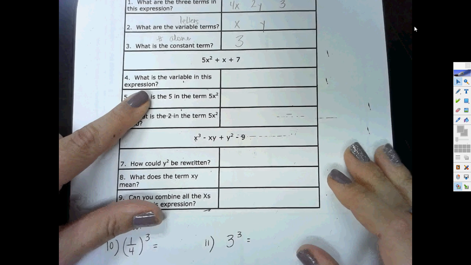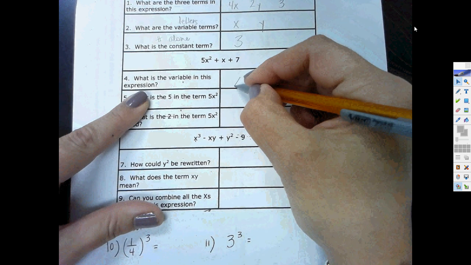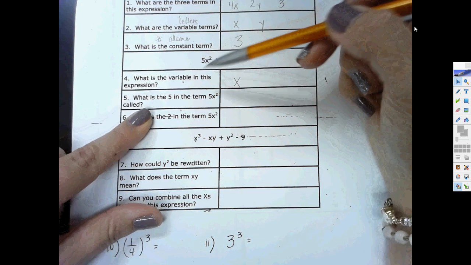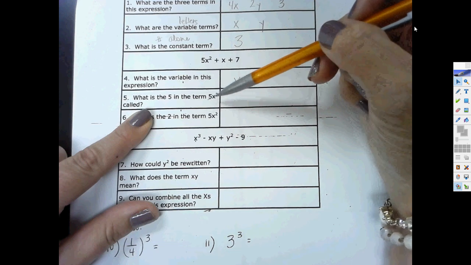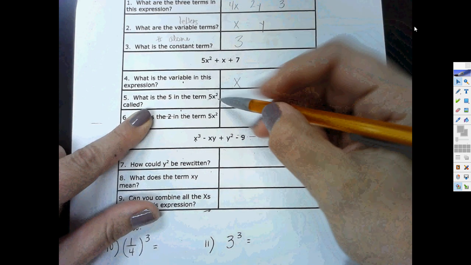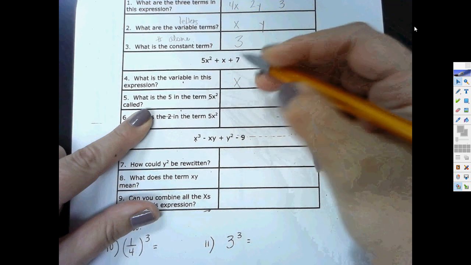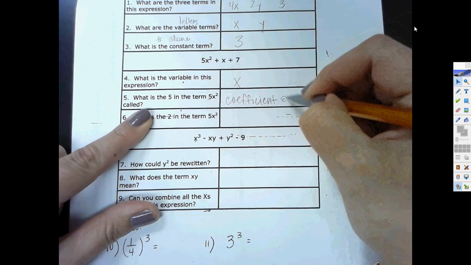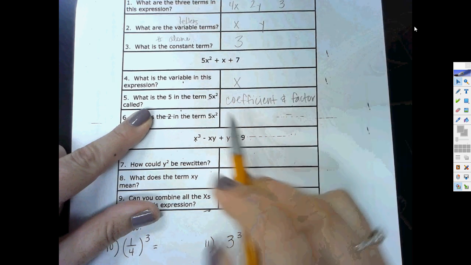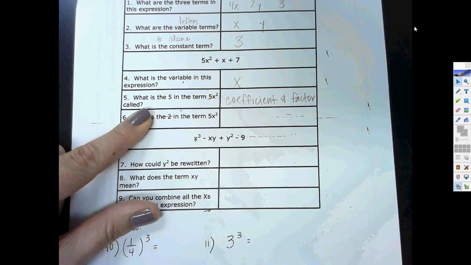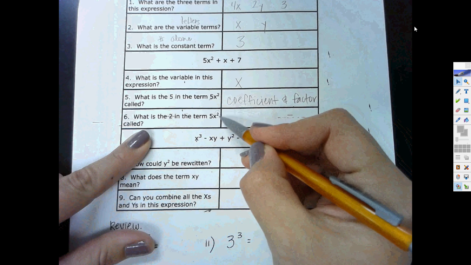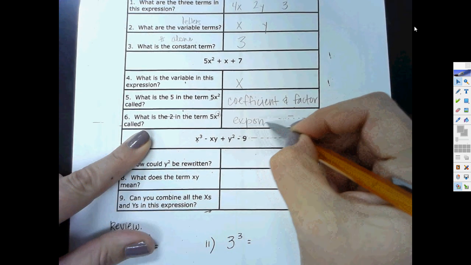All right, down here, what is the variable in this expression? We have x as our variable. Even though we have an x squared, the x is still the variable, the letter. What is the 5 in the term 5x squared? Well, since it's being multiplied by the variable, it is actually a coefficient. It is also a factor, because it is being multiplied by x squared. Some things in the expression can be more than 1. What is the 2 in the term 5x squared? We know that those powers are called exponents.